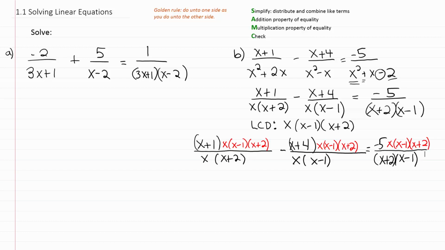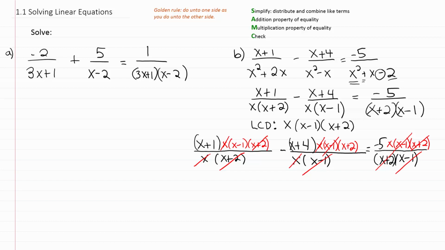And let's go ahead and cancel now, the fun part, right? So x cancels with x, plus 2 cancels with x plus 2. Then we'll have x canceling with x, minus 1 canceling with x minus 1. And in this last one, we have x plus 2, x minus 1, and x minus 1 canceling. All right, now let's rewrite the equation.